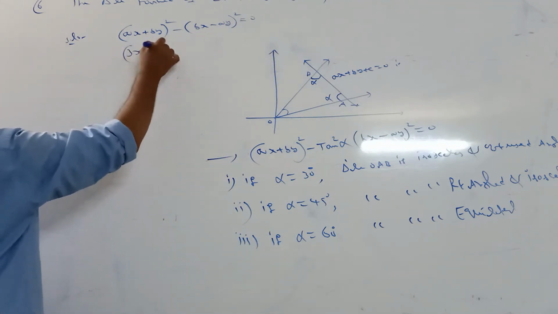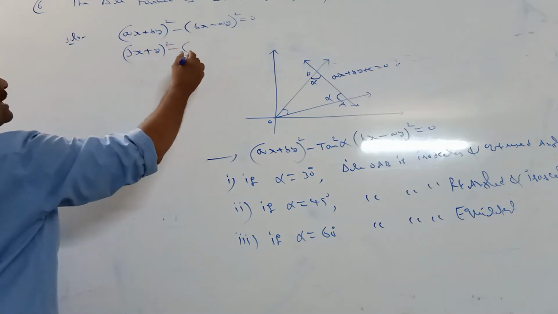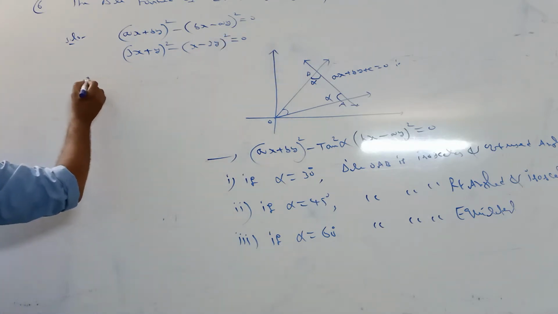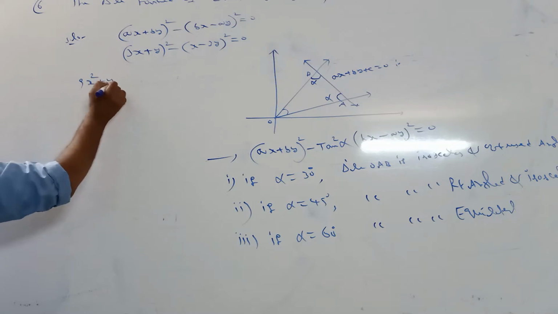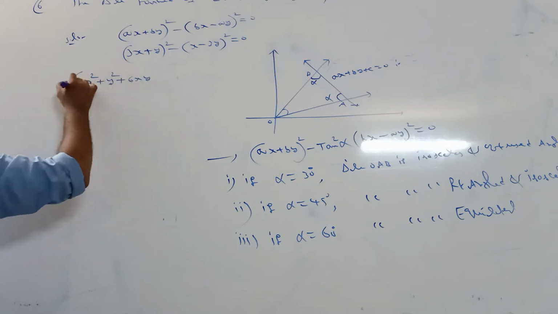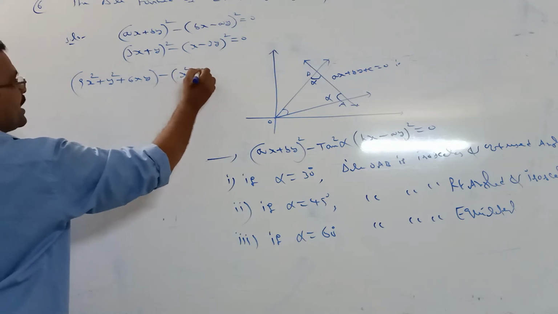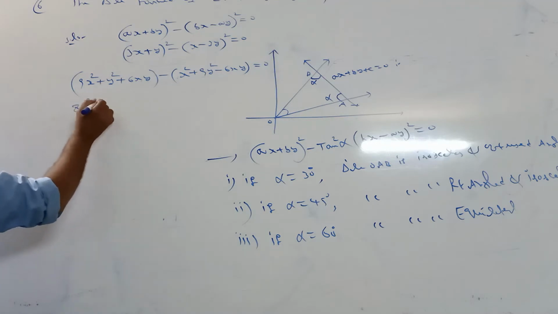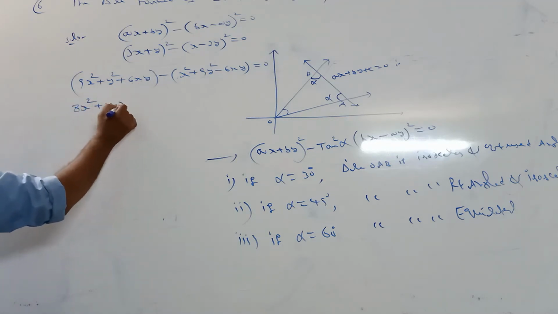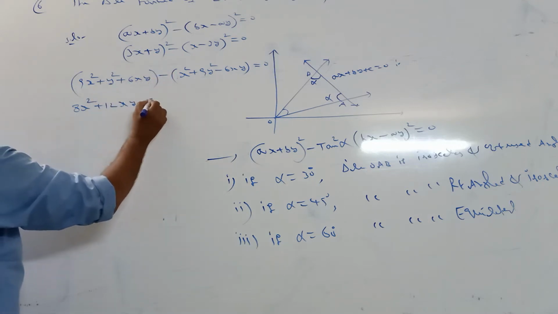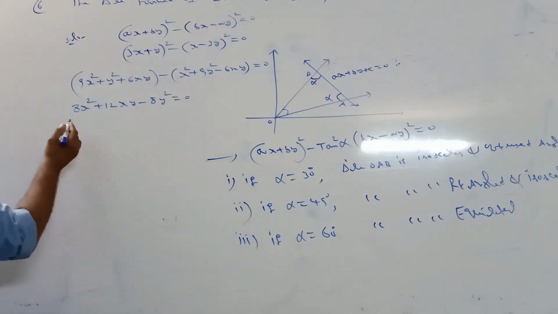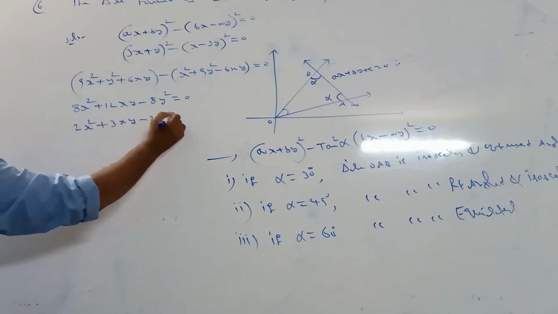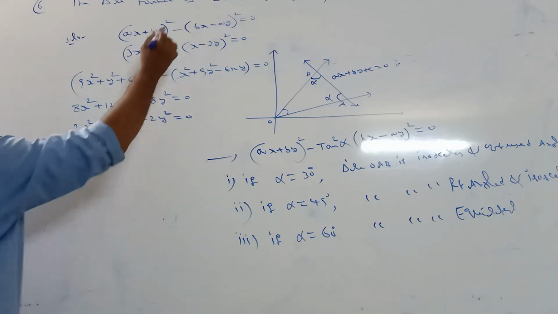Obviously (3x plus y) whole square minus (x minus 3y) whole square equal to 0. I simplified this: 9x square plus y square plus 6xy minus x square minus 9y square plus 6xy equal to 0. So 8x square plus 12xy minus 8y square equal to 0. So divide by 4, 2x square plus 3xy minus 2y square equal to 0. So I got the given pair of lines.